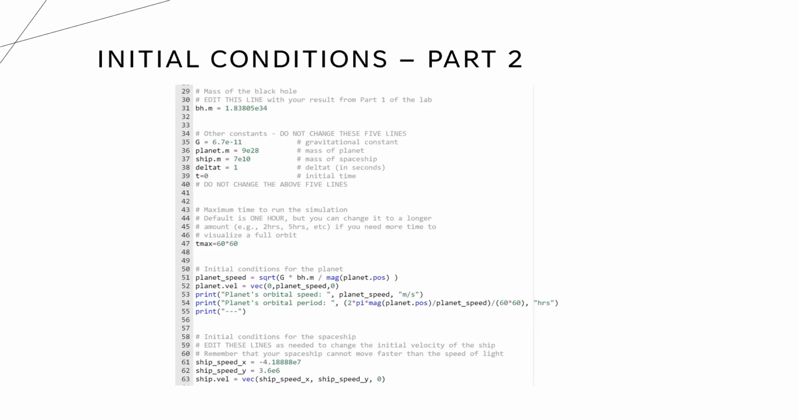And then moving on to part 2 of the lab, where we need to determine the initial velocity of the spaceship to fly around the black hole without crashing onto the planet or the black hole. These are the initial conditions. The mass of the black hole comes from part 1, and I set a random speed. This is gotten from trial and error.